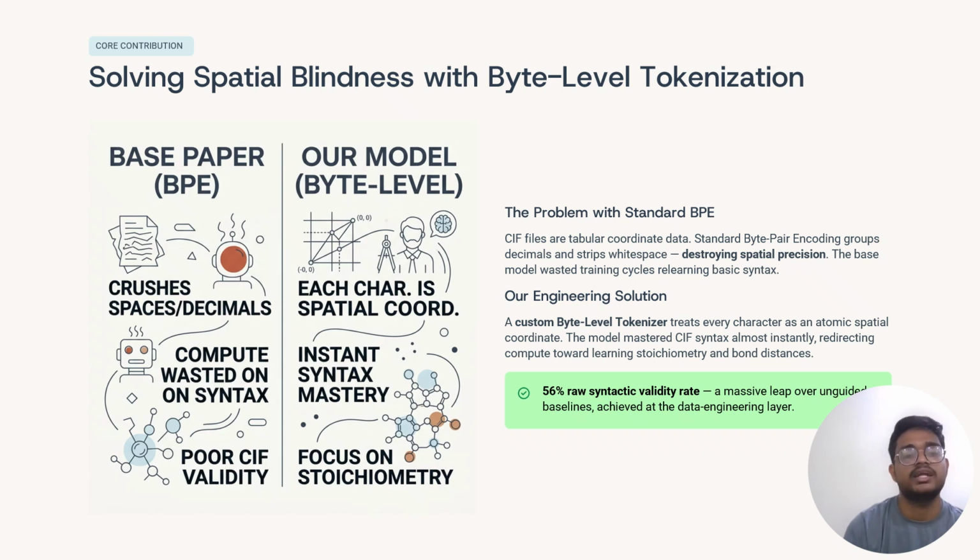Every character is treated independently. Numbers, decimals, white spaces, and symbols are preserved exactly. This creates a one-to-one mapping between the original file and the tokenized representation. Benefits include better coordinate preservation, faster syntax learning, improved spatial accuracy, and reduced training inefficiency. As a result, we achieved a raw syntactical validity rate of 56%. The insight here is that sometimes performance improvements come from better data representation rather than larger language models.